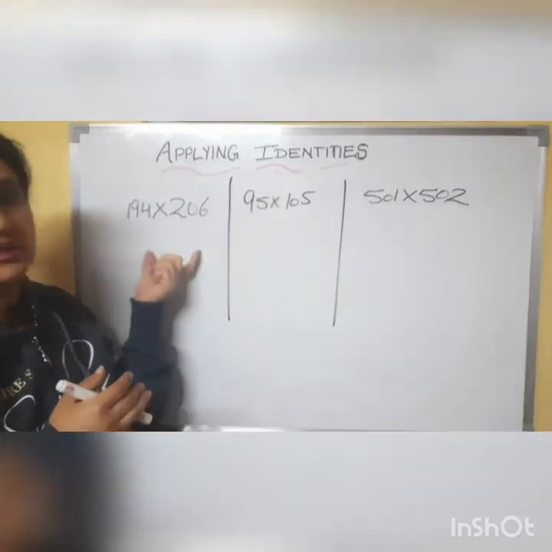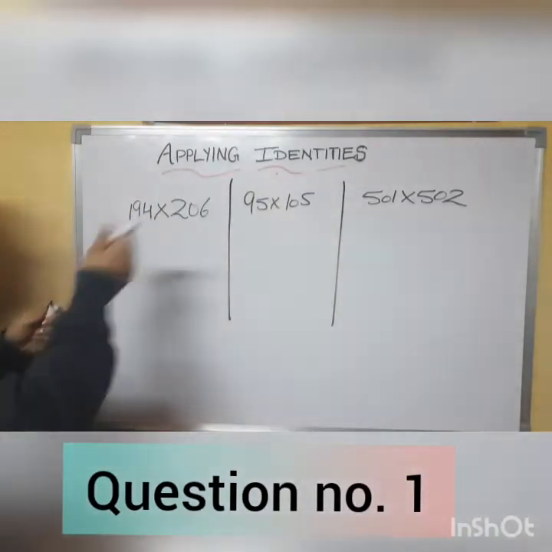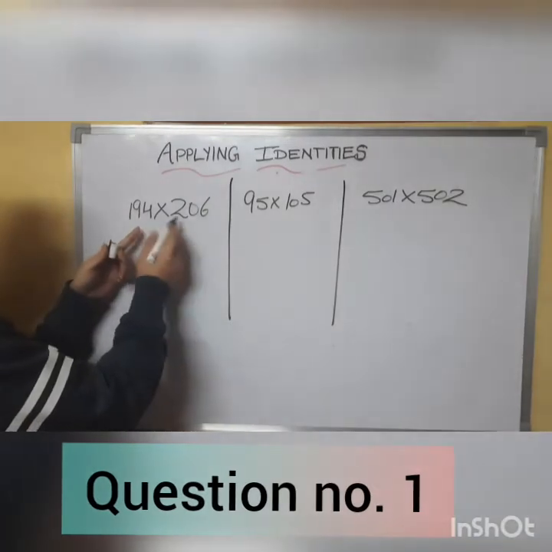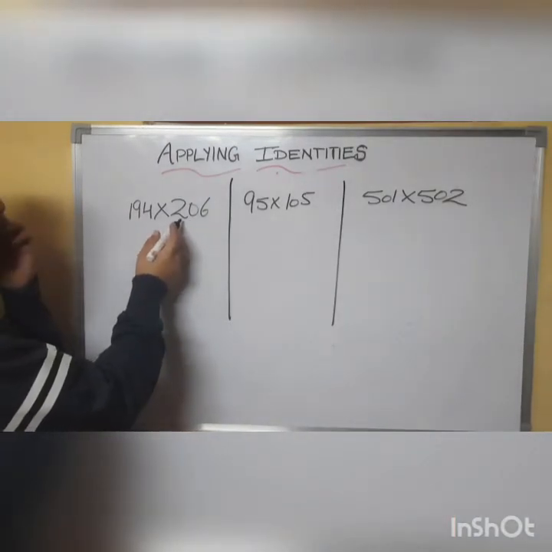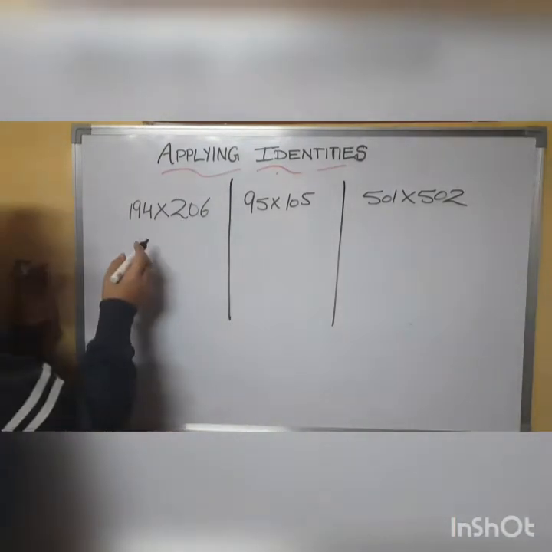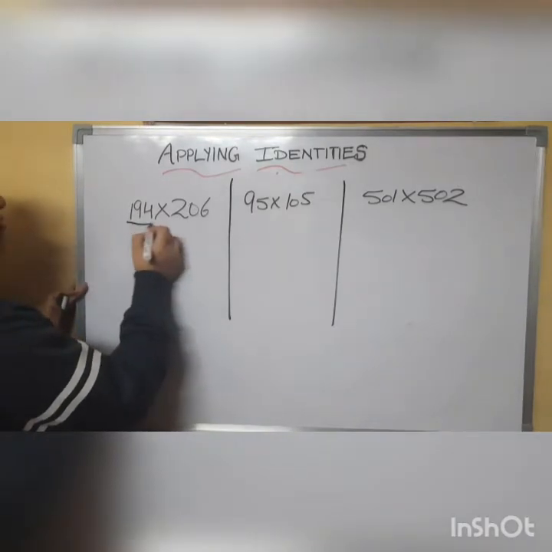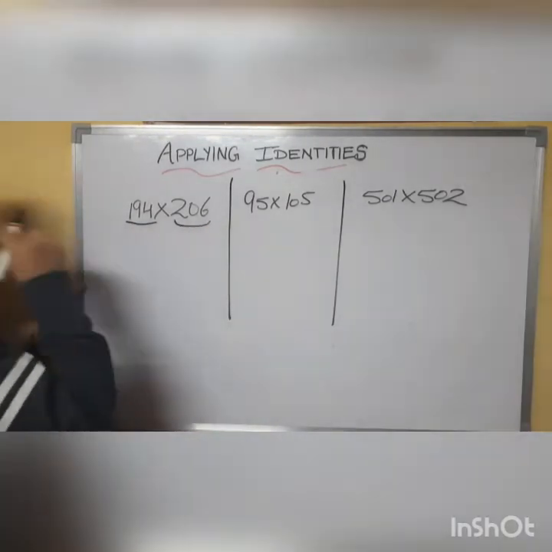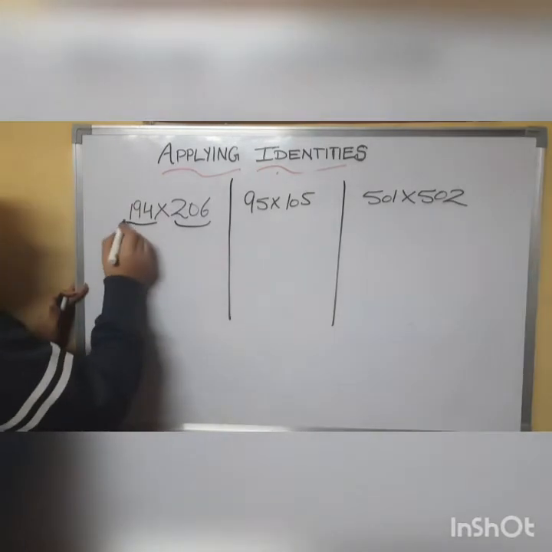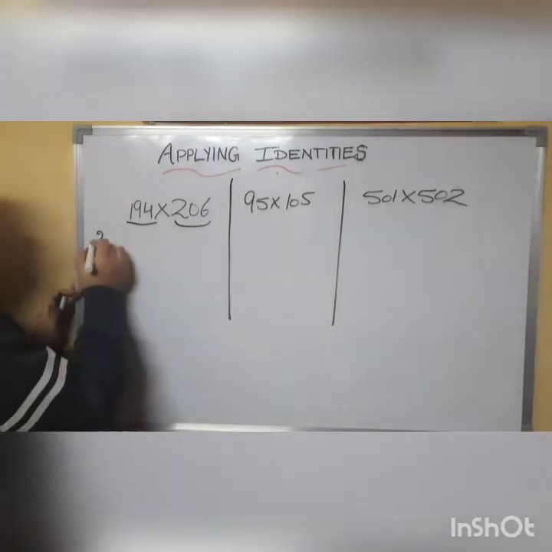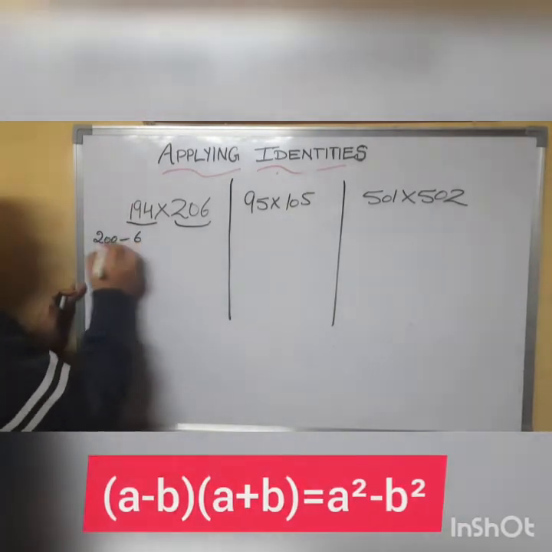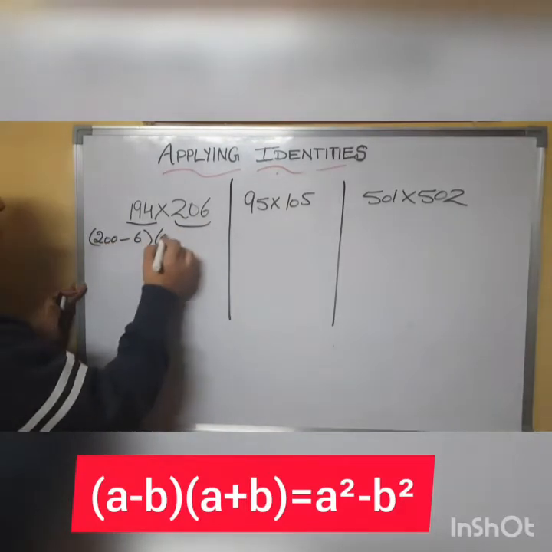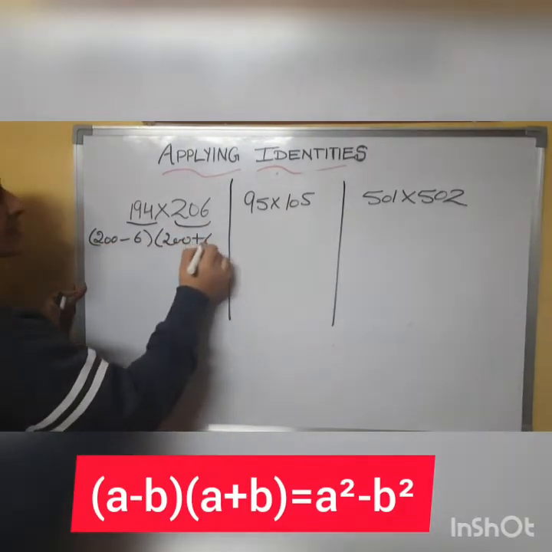Now let us talk about question number 1, which is there on your screen. Instead of writing 194 into 206, if we need to apply the identity, how else can it be written? We have to use our brain. Instead of writing 194, it can be written as 200 minus 6. And here it can be written as 200 plus 6.